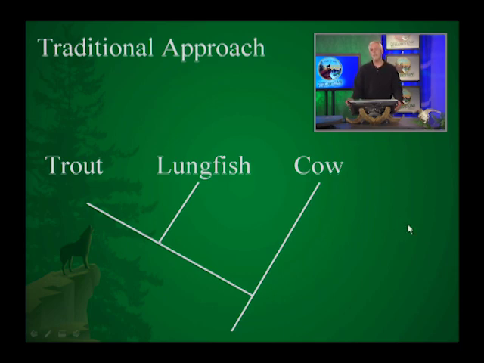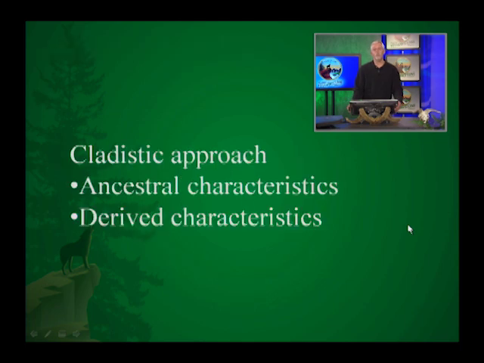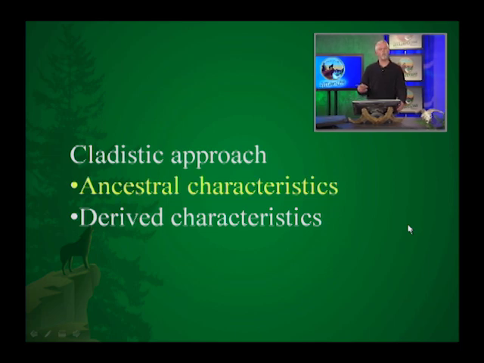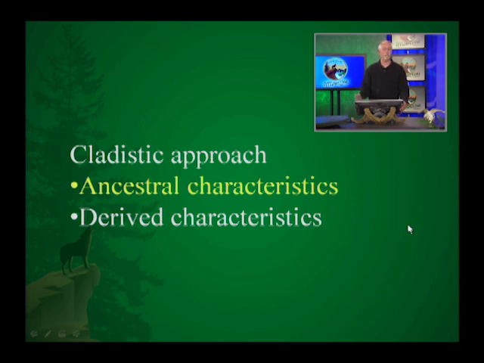Now, we could take another approach, though. And this is known as the cladistic approach. And this is the modern approach to classification. In the cladistic approach, we try to establish what are known as ancestral characteristics. We try to look at characteristics and decide whether they recently evolved or more distantly evolved. And the ancestral characteristics would be the ancient characteristics, those that evolved a long time ago. And we also try to look at characteristics that have more recently evolved. We call these the derived characteristics.